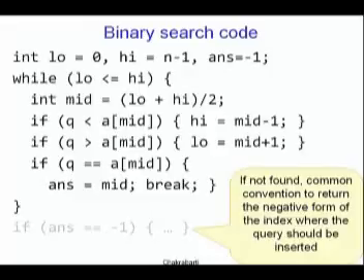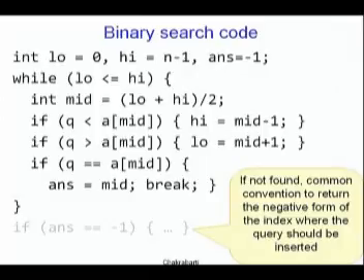Low equal to 0, high equal to n-1, initialize answer to -1. Answer is the index at which the element has to be found. Int mid, and while low is less than or equal to high: int mid is their average with the round off discarded. If Q is less than A[mid], then high is mid - 1. If Q is greater than A[mid], low is mid + 1. If it's equal, then answer is equal to mid and break.